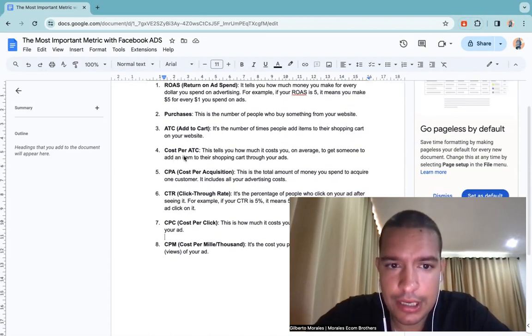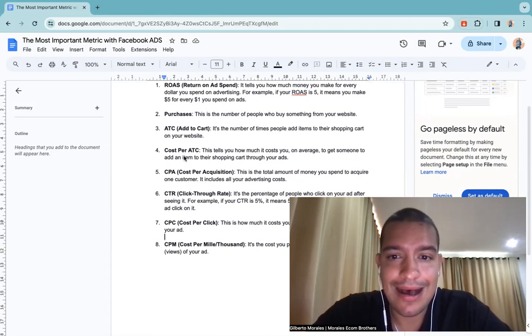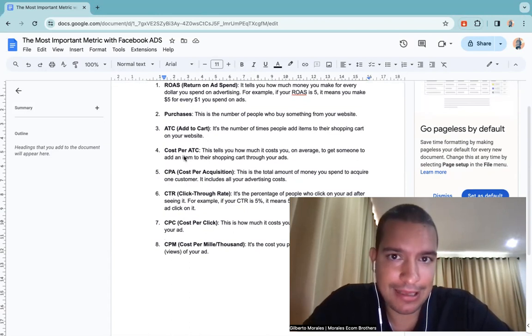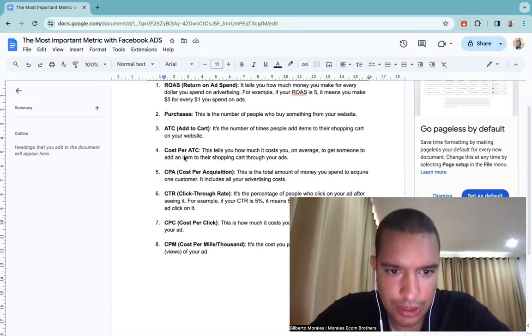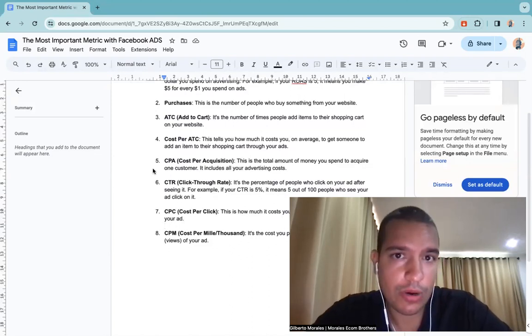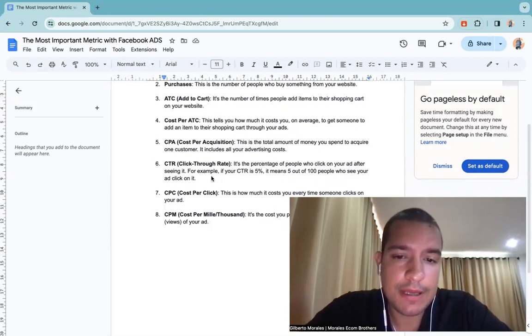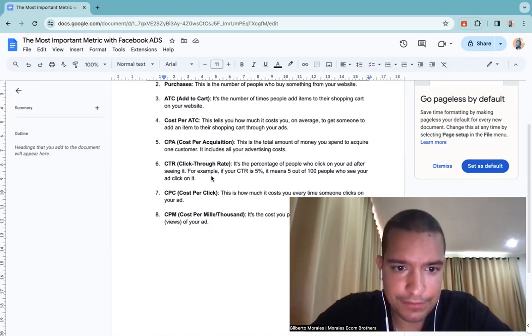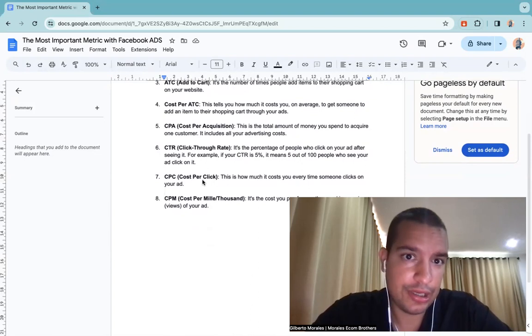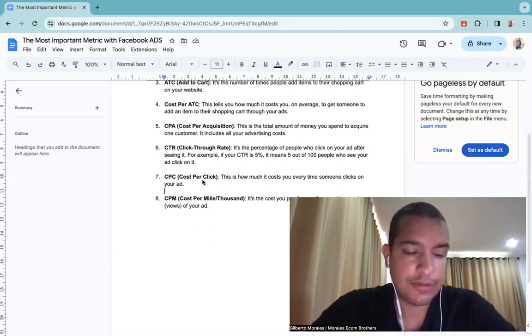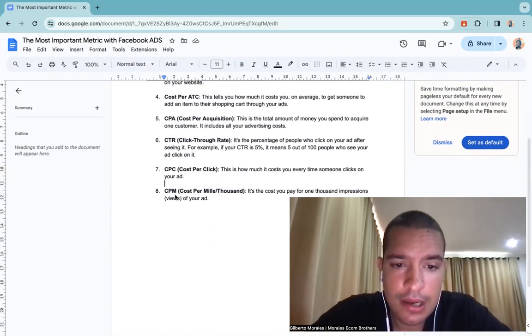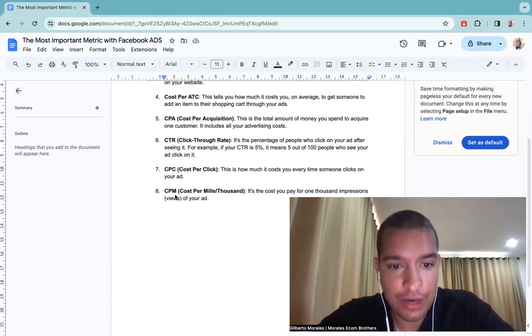Cost per ATC. So the cost per add to cart. So how many people add to cart and how much it costs me to acquire those add to carts. CPA, so cost to acquire a customer. So how much I spent to acquire that customer. The CTR, so what is the percentage of people that come to my website. CPC, the cost for each click, like how much it costs me to acquire one click, one person to my website. CPM, what is the cost for 1,000 impressions?